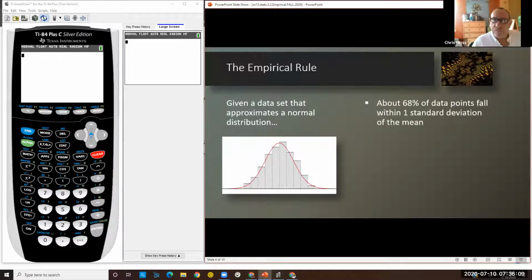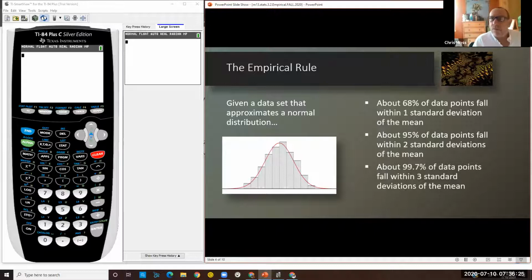About 68% of all data points are going to fall within one standard deviation in either direction of that mean value. About 95% of all the data points are going to fall within two standard deviations of the mean value, whatever it might be. And three standard deviations will gather up 99.7% of all data points on either side of the mean. So we've gathered up the vast majority of data points by the time we've added and subtracted three standard deviations to our mean value.